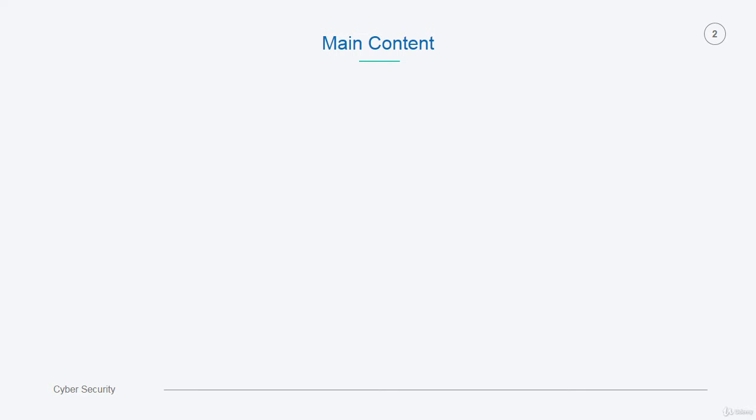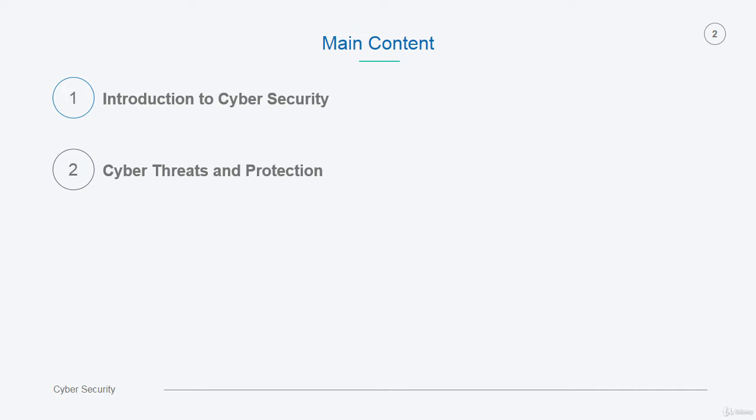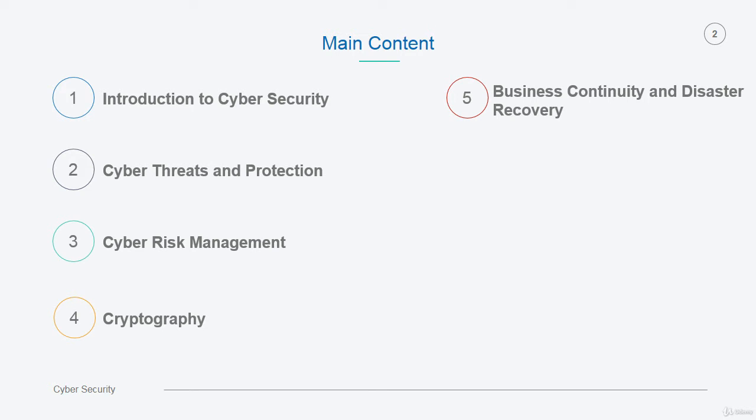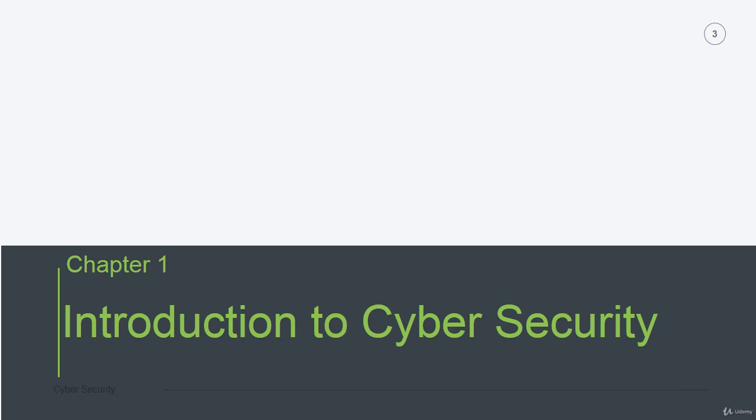The main content of the course is divided into 5 main chapters. Chapter 1 will talk about the cybersecurity terminology and main components. Chapter 2 will discuss cyber threats and protection. Chapter 3 will talk about cyber risk management. Chapter 4 is about cryptography. And finally, business continuity and disaster recovery in chapter number 5.